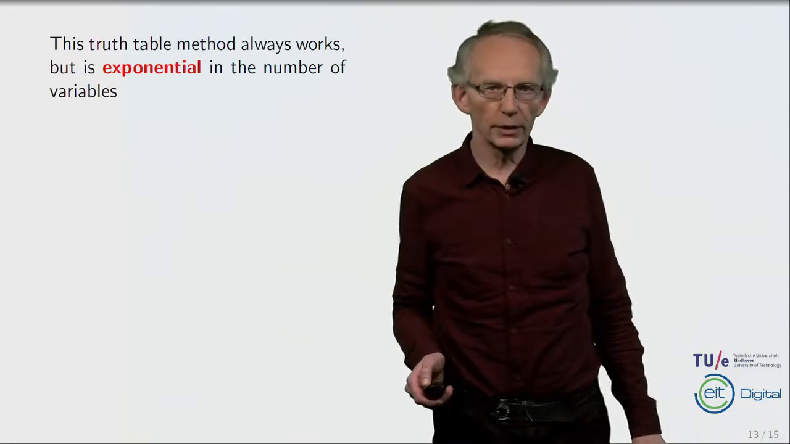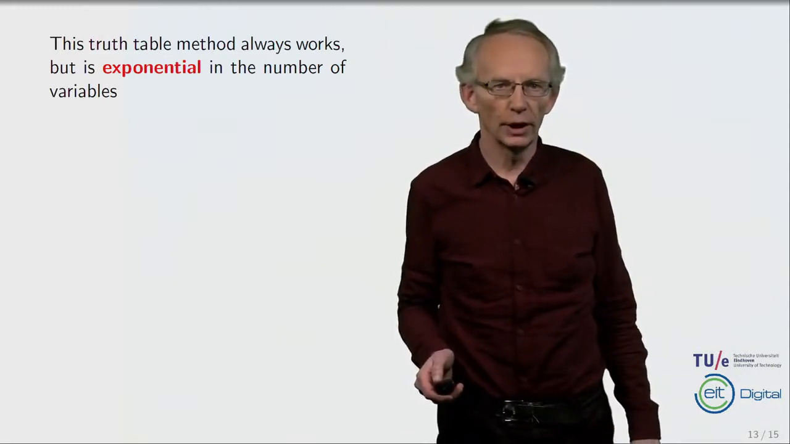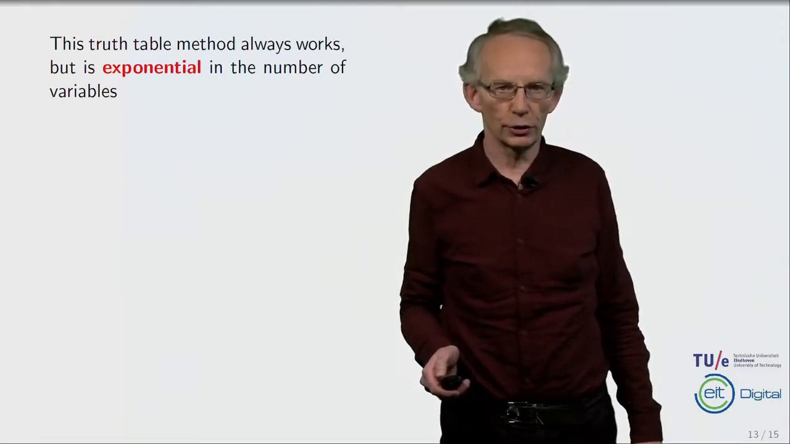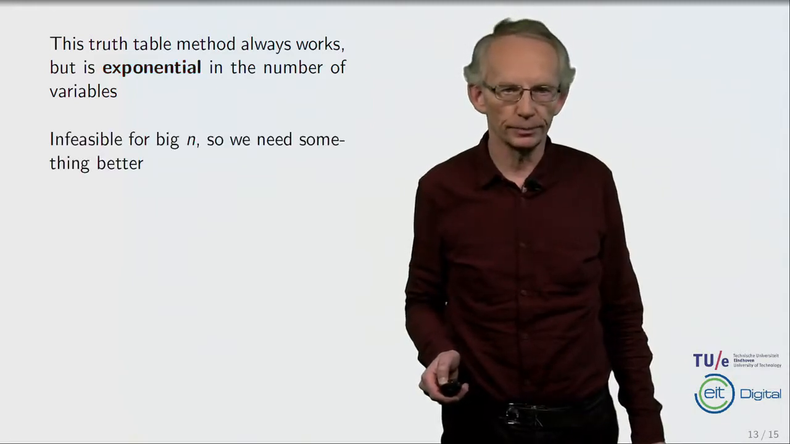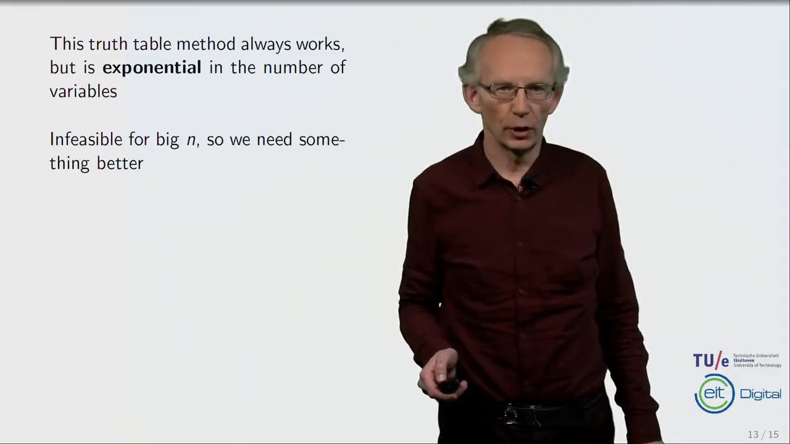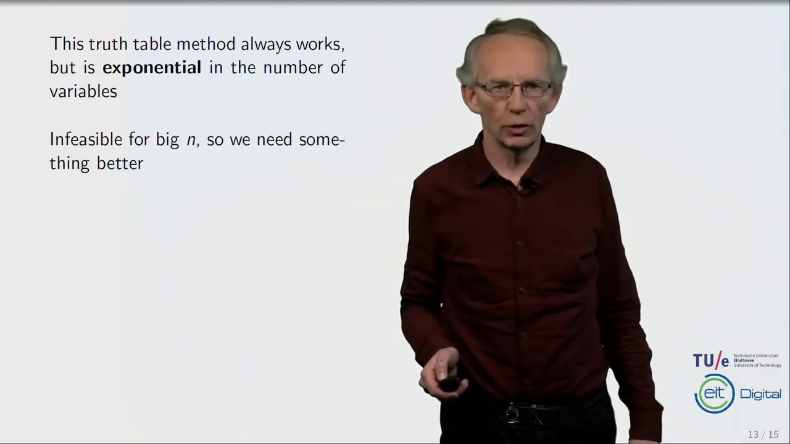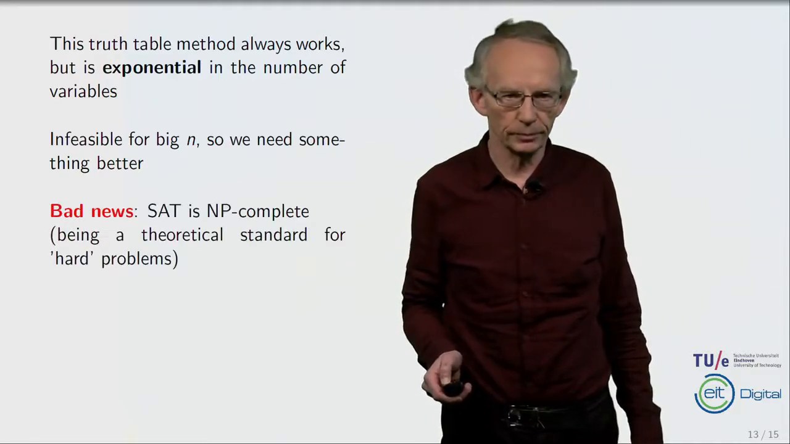This truth table method always works, but it's exponential in the number of variables, since the number of rows in such a truth table is 2 to the power n if we have n variables. So it's clear that this will be infeasible for big n. So we need something better if we want to use this in practice.